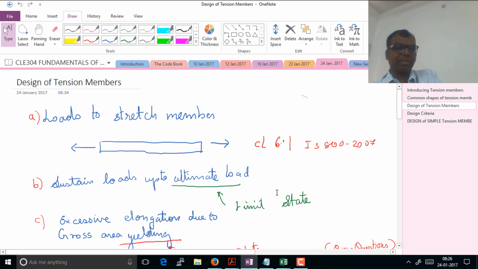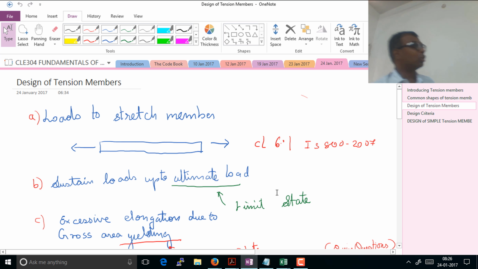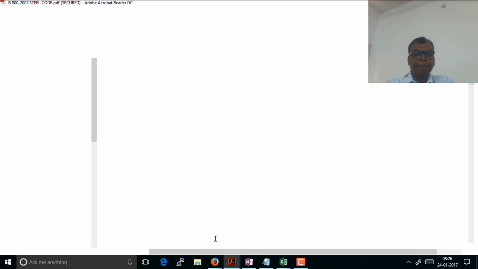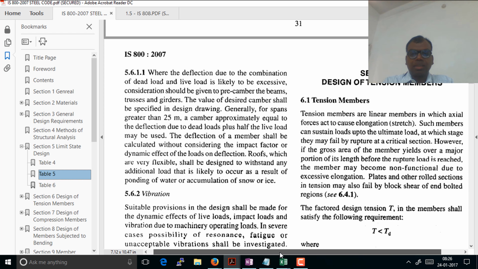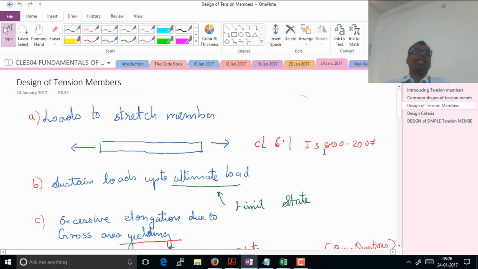Now those of you who are having IS 800, I'll request you to please open up your code book and refer to section 6.1. Okay. Now in section 6.1 you'll see that this is the clause which is there. I am summarizing this clause right here.